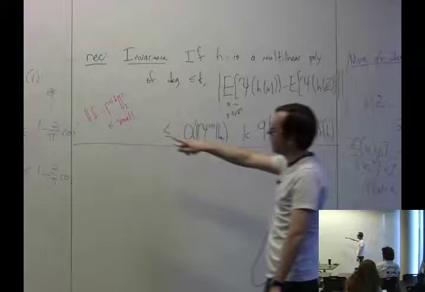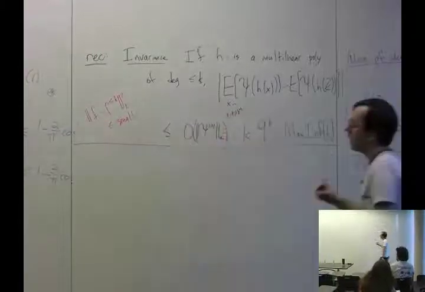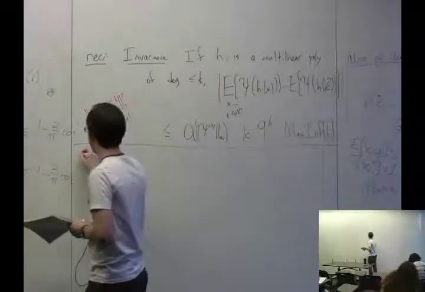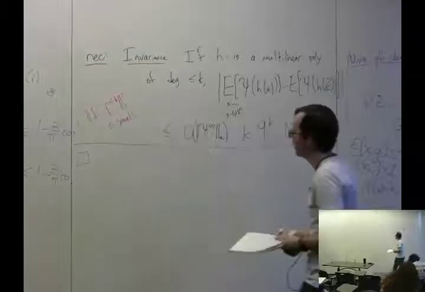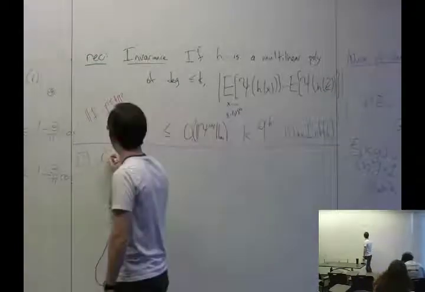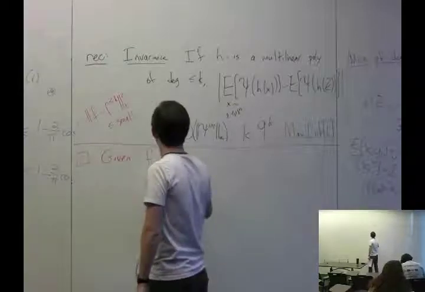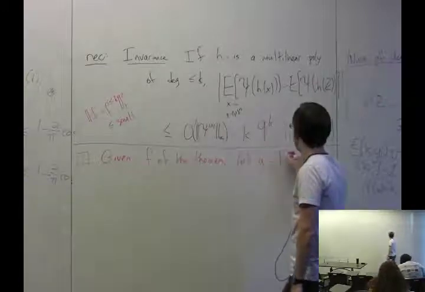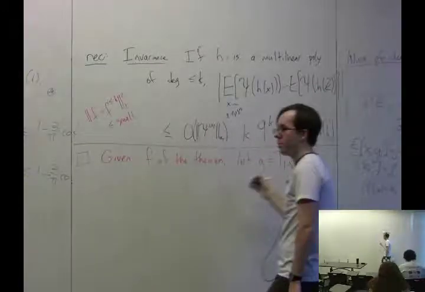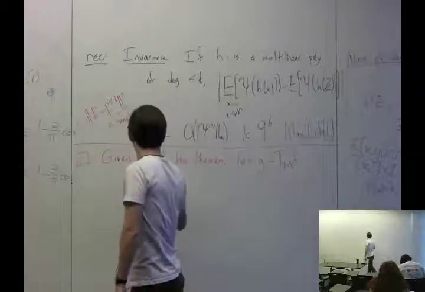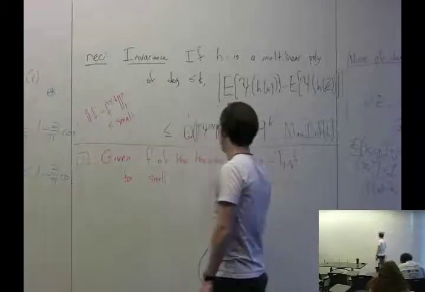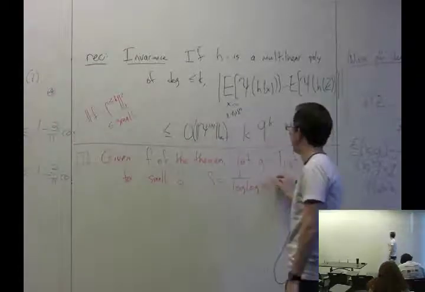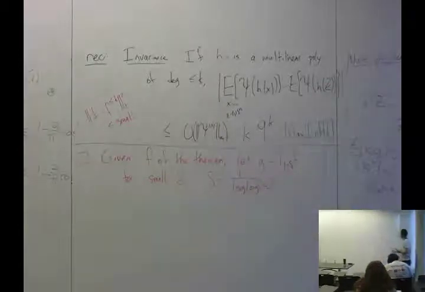So what we're going to do is first smooth F by applying the T operator, and then we'll truncate it. Let me just say it more in symbols than in words. Step one: given the F of the theorem, let G be T_{1-delta} of F for some small delta. In fact, maybe I'll just set delta to be like 1 over log 1 over epsilon, something that's going to 0.